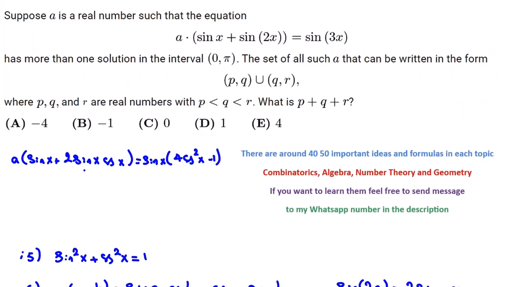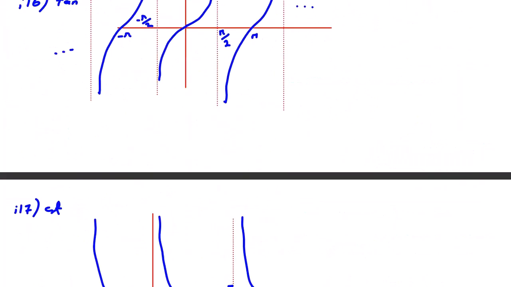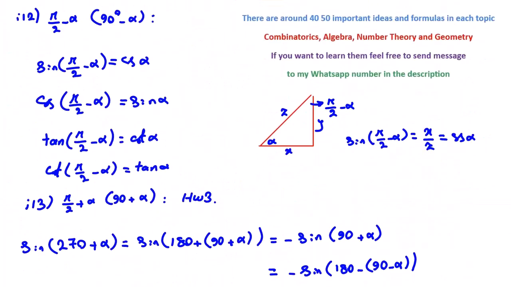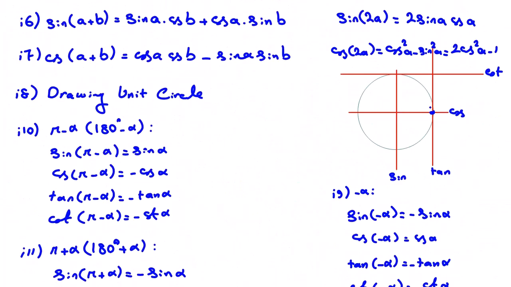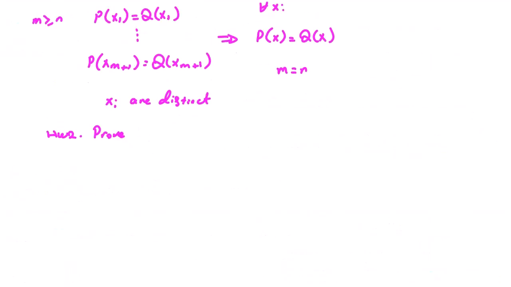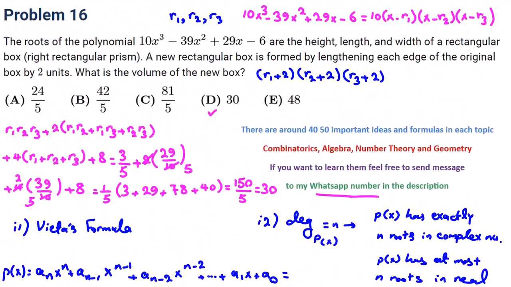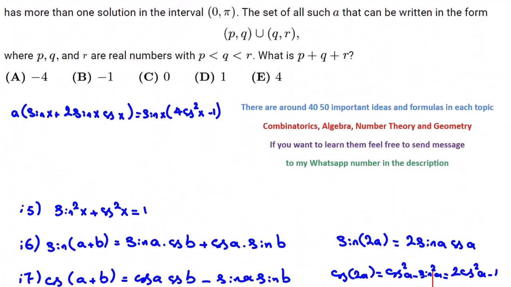Now here, we know sine x is not 0 because x is from 0 to pi. If you consider the unit circle here, let me show you, from open 0 to open pi, sine x is always positive. Okay, so it cannot be 0. So that's the reason that we can divide both sides by sine x. Now it will be a plus 2 cos x equals 4 cos squared x minus 1.